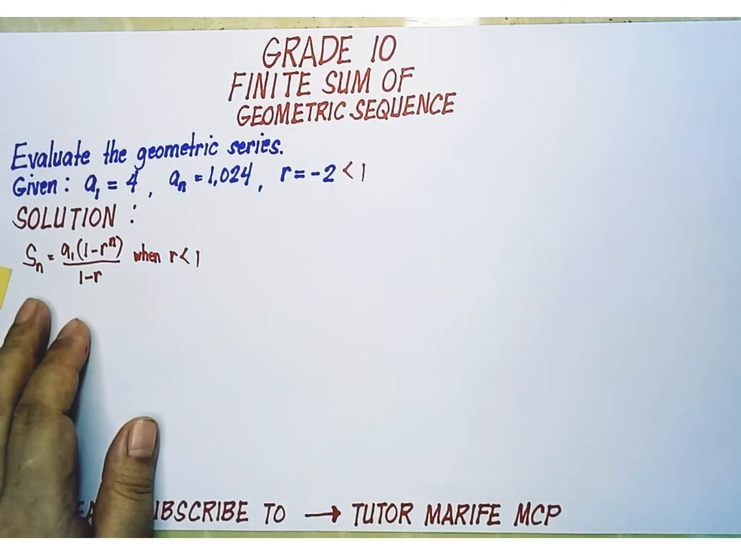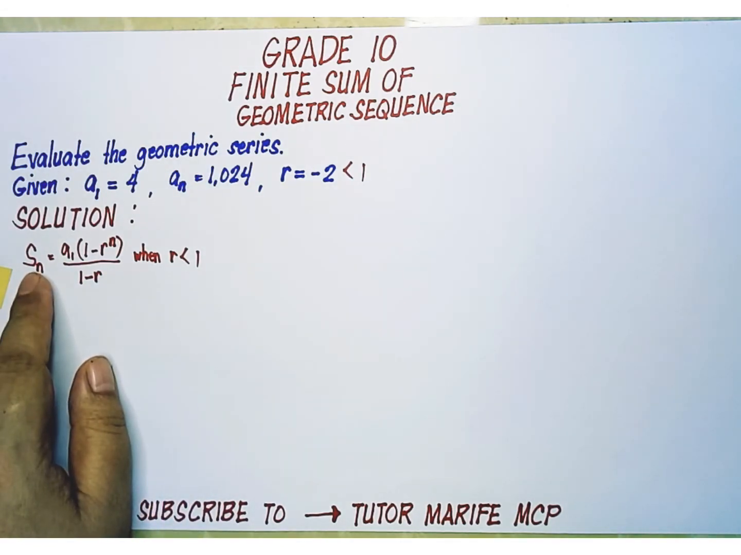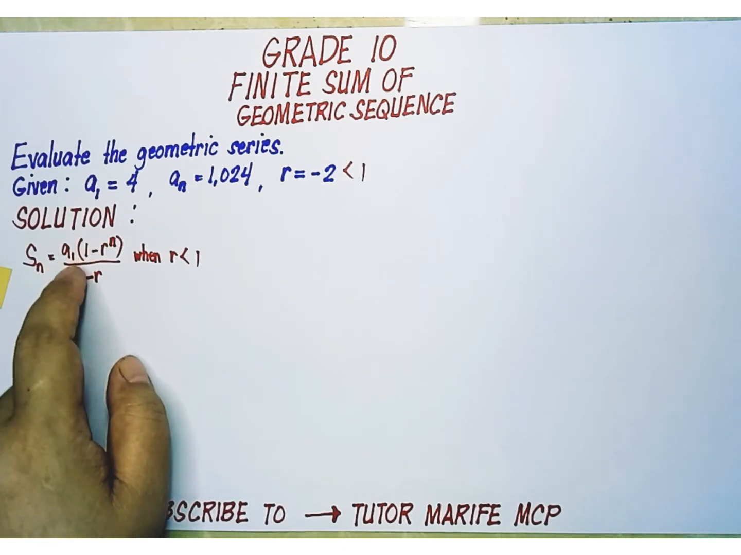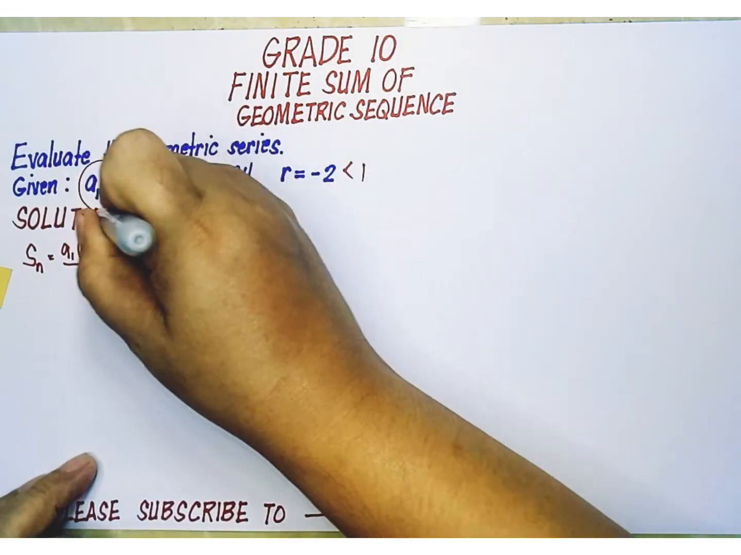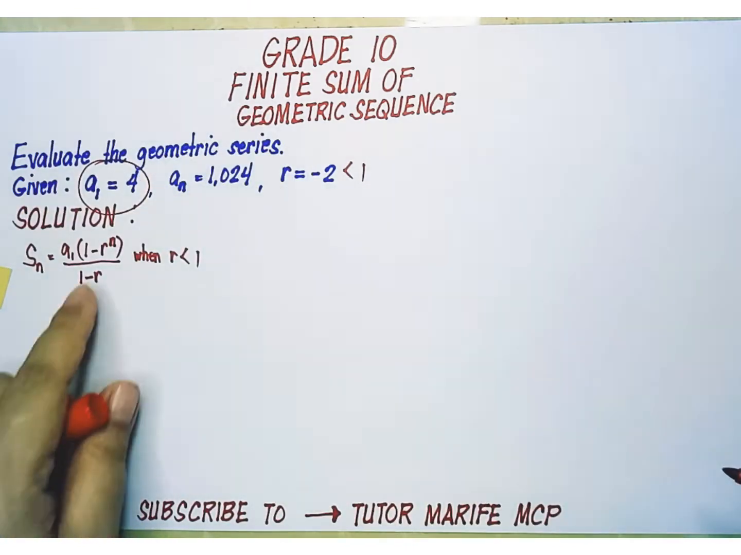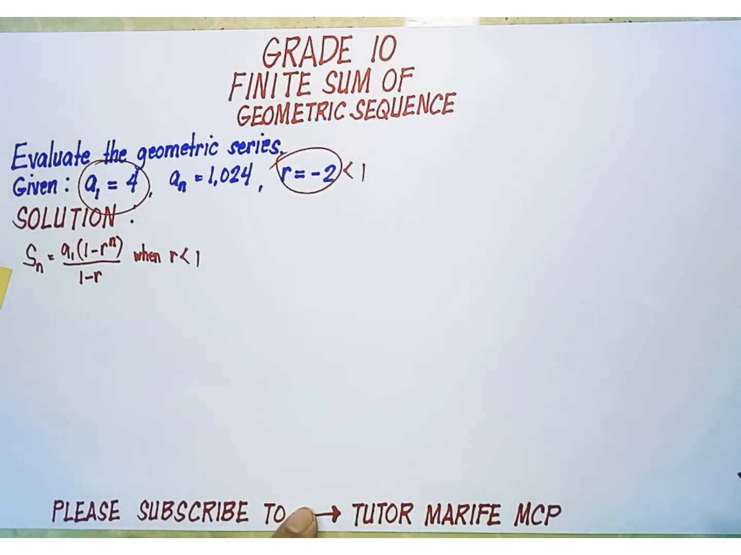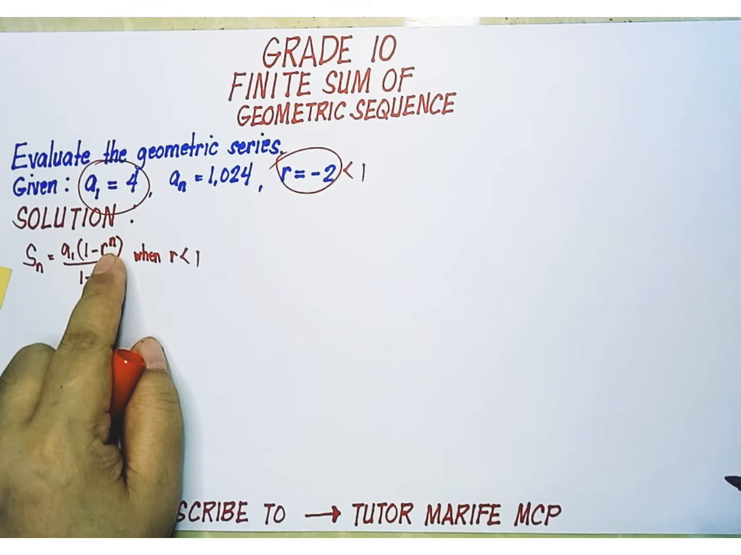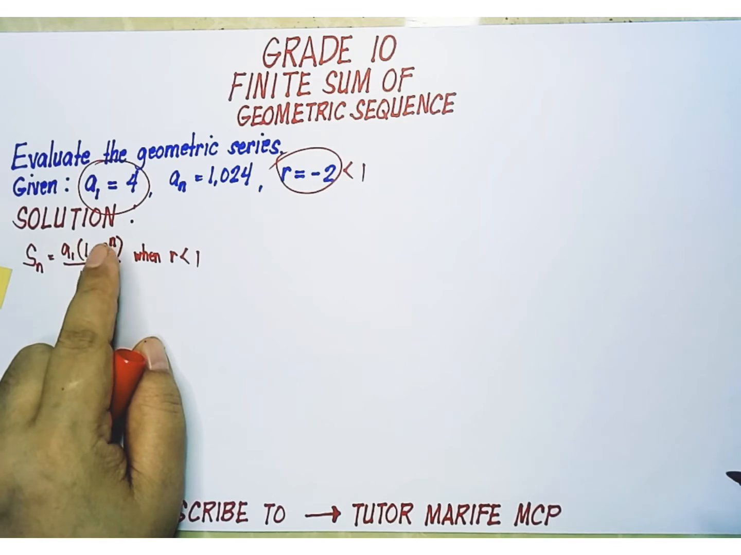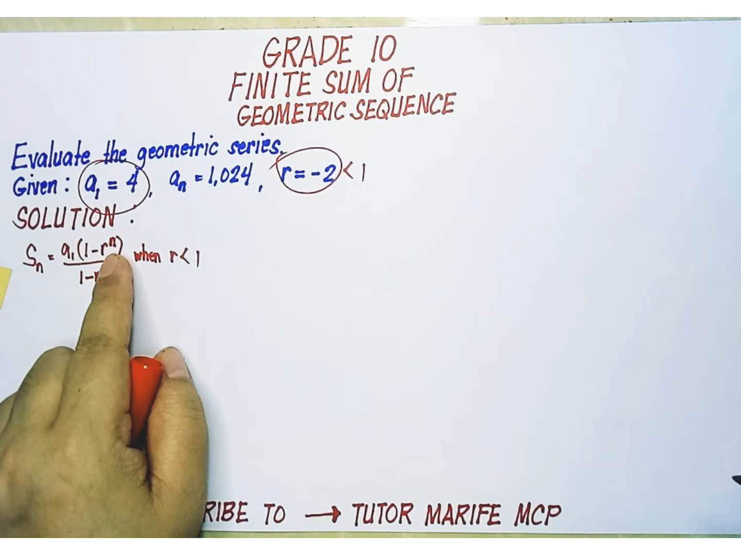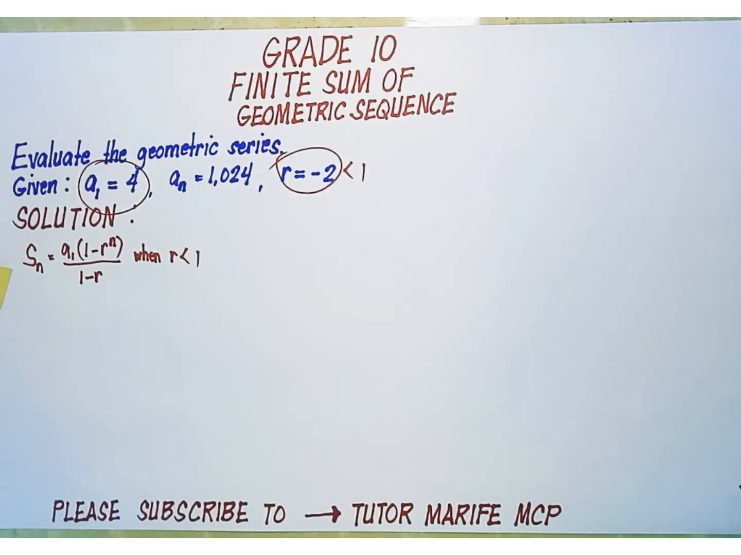To be able to find the sum of the geometric sequence, we need 3 pieces of information. We need a sub 1 and it's given. So, walang problema sa a sub 1. We need r. It's also given. No problem ang r. But we don't have n. So, this is our hidden problem. Before we can solve the sum, we need to know what n is. How many terms are we going to add?